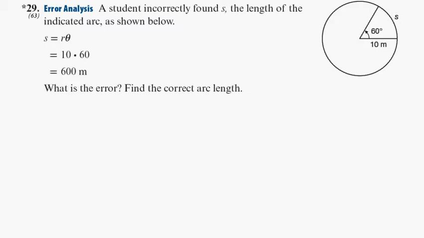Okay, we need to find the student's error and find the correct arc length. We've been given the formula here that S is equal to the radius times theta. I'm going to remind you though that theta in this particular equation has to be given in radians.